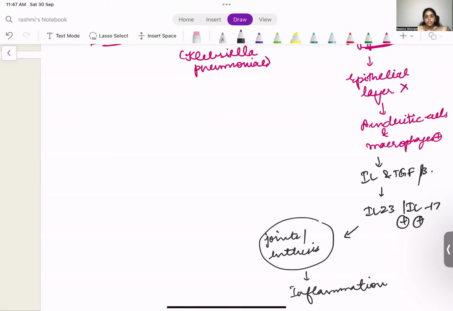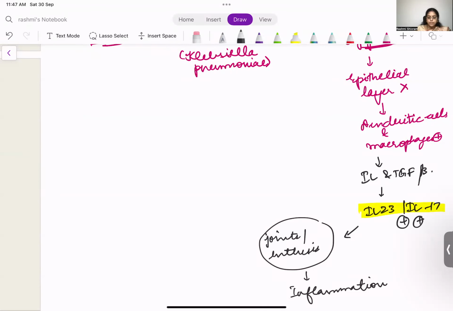So the gut microbiome epithelial layer will be affected, and the dendritic cells and macrophages will be affected. The interleukin production will increase, especially interleukin 23 and interleukin 17. You need to remember this. Interleukin 23 and interleukin 17 are upregulated. Because of that, the joints and enthesis become inflamed.